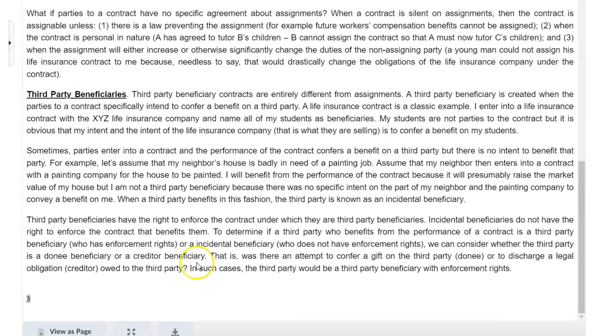I think that's what we need to say about assignments, and we can now go into third-party beneficiaries. I'm going to end this video because I don't want to get chopped off when I'm talking about third-party beneficiaries, and we'll put up a separate video about third-party beneficiaries. So this will conclude this video.